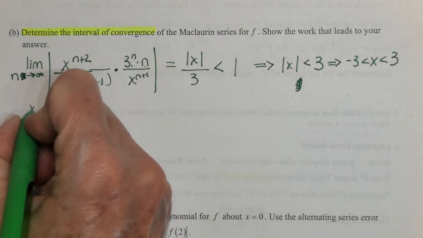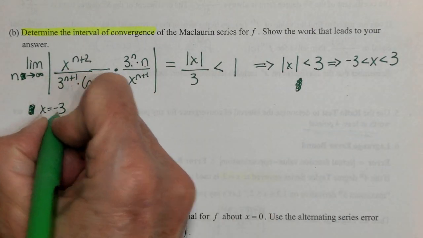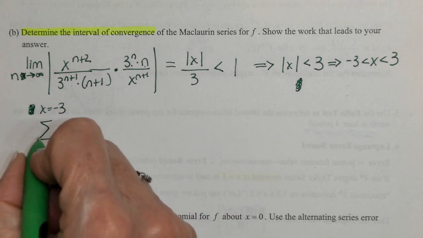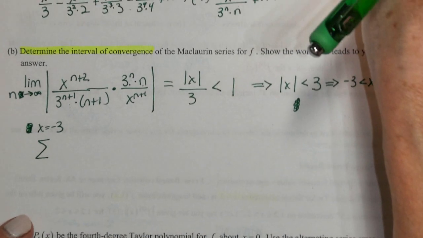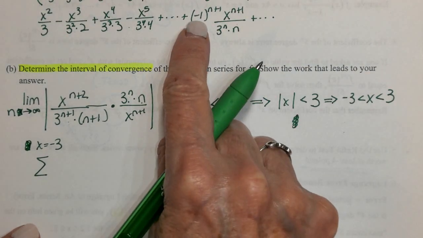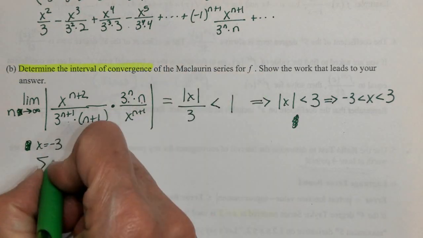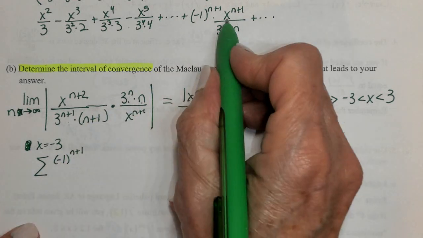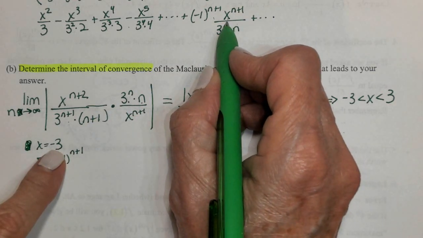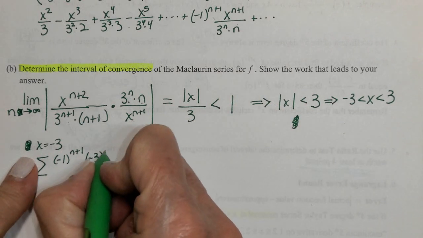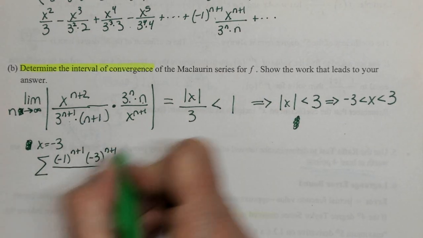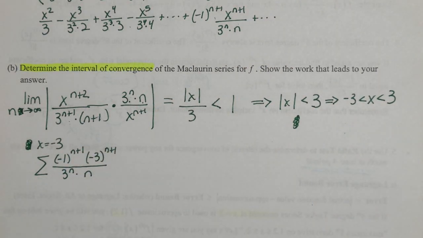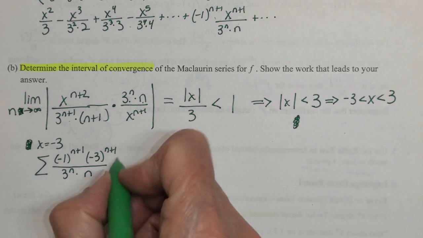So I'm going to check x equal to -3, and then I'm going to check x equal to 3. I go back to my original series, the one with the -1 in it. You have to pull down that (-1) to the n plus 1. In place of x, I'm putting negative 3. Negative 3 to the n plus 1 divided by 3 to the n times n. We want to determine if this converges or diverges.